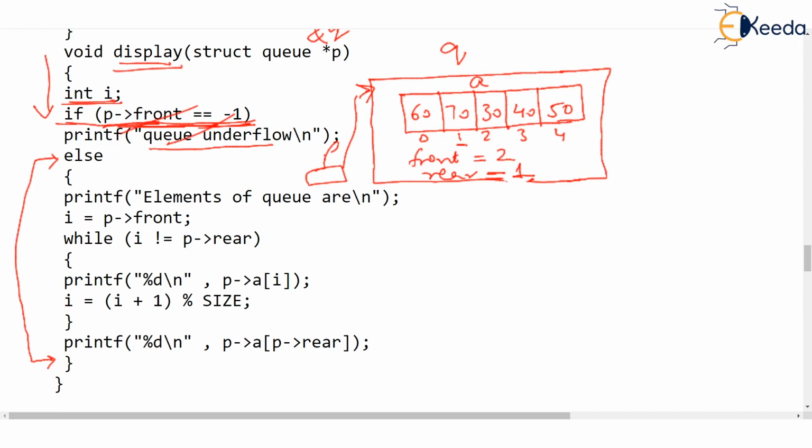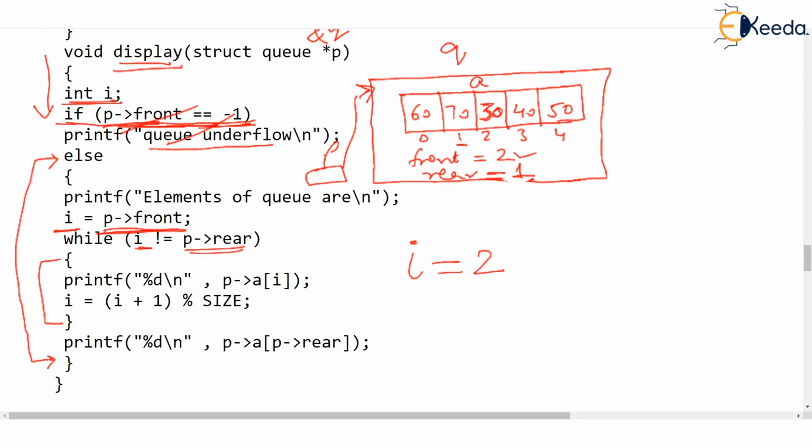So let's see how we are printing the elements. I, the local variable, starts with P arrow front. So I is 2 because front is 2, as you see. Correct? Rightly so, we want to display 30 to start with. So I, the counter, has begun with 2. And now we hang on in this while loop. This while will repeat as long as I is not equal to P arrow rear.